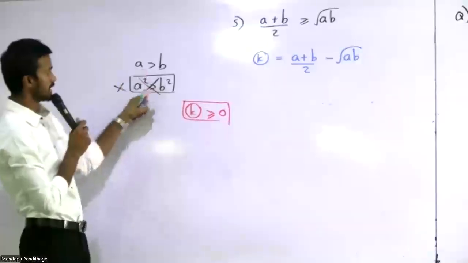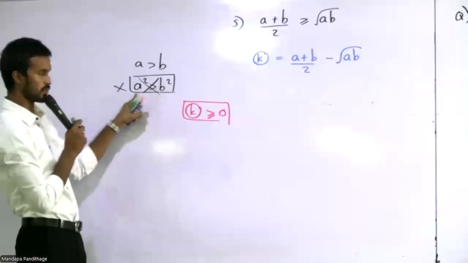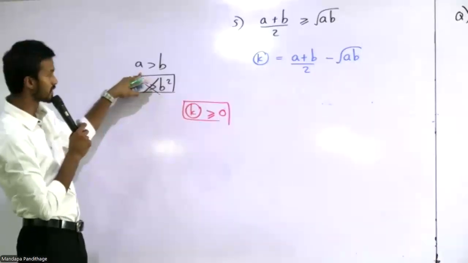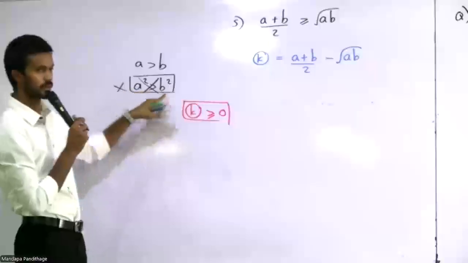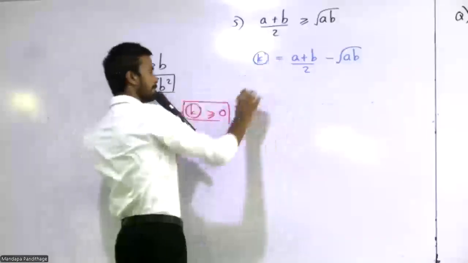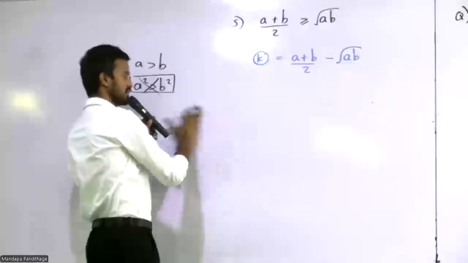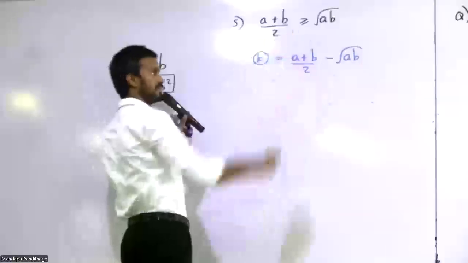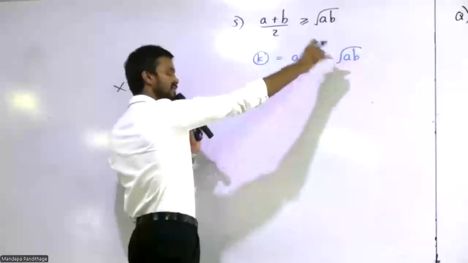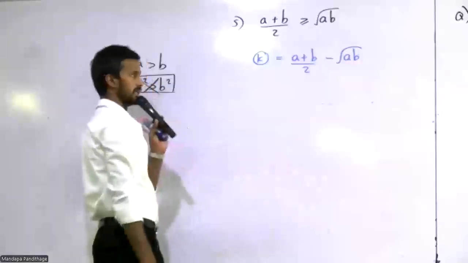Some students square both sides of the inequality, and rather than showing A is greater than B, they try to show that A squared is greater than B squared. That is wrong. You can't do it. And when you are supposed to show that K is greater than zero, you can't show that K squared is greater than zero. You have to work with K.